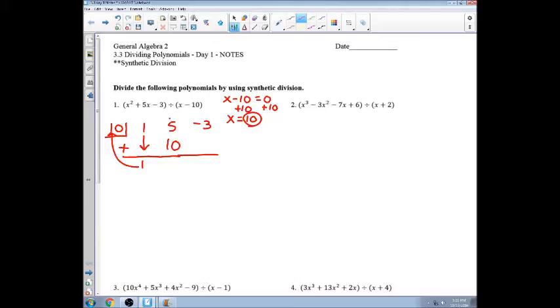Now I have 5 plus 10, which would get me 15. I'm going to take the 15 and multiply it by the 10. So 15 times 10 is 150. So now I have negative 3 plus 150, which is positive 147. Now, at this point, I have done all the synthetic division. I am done. I'm going to box this 147 because this is our remainder.